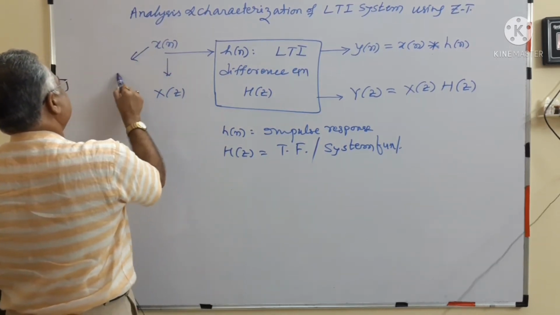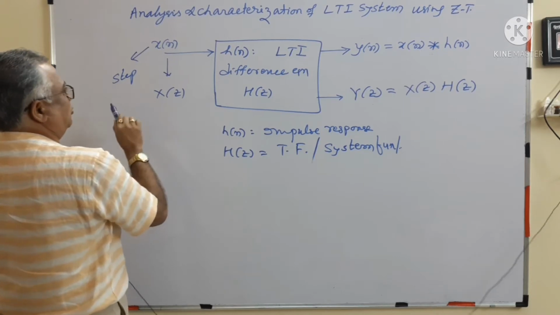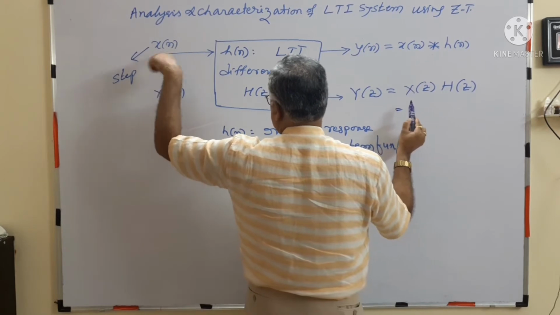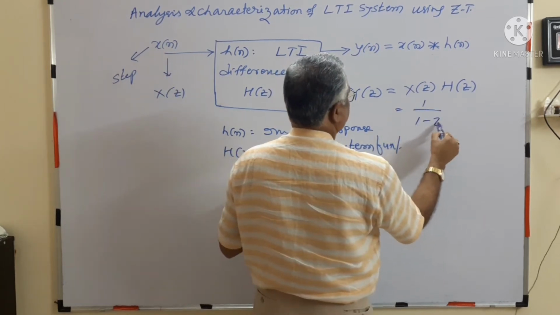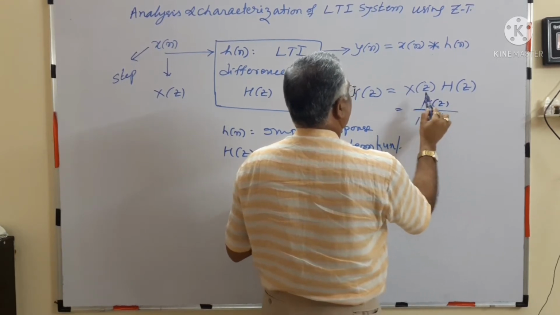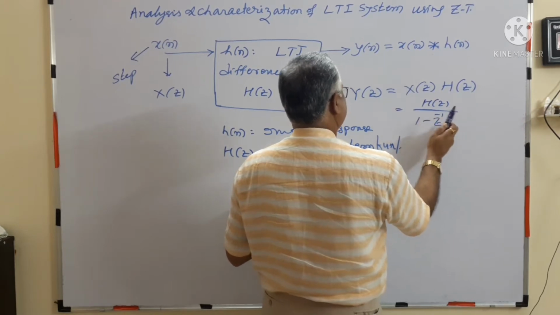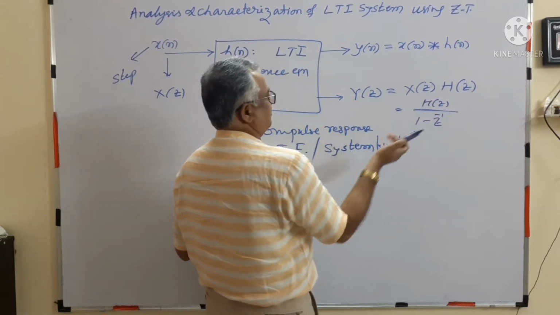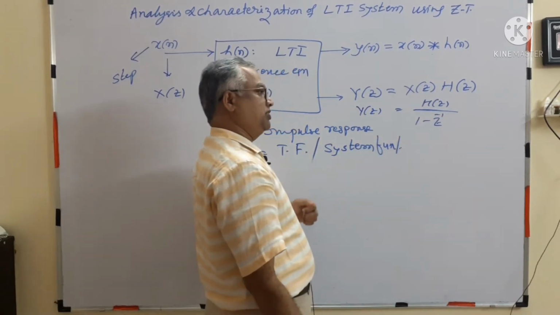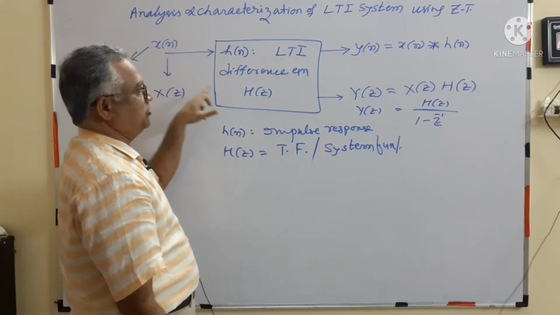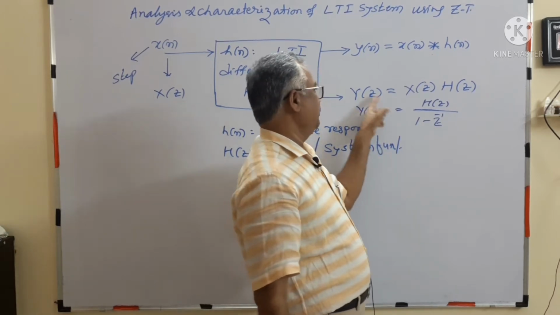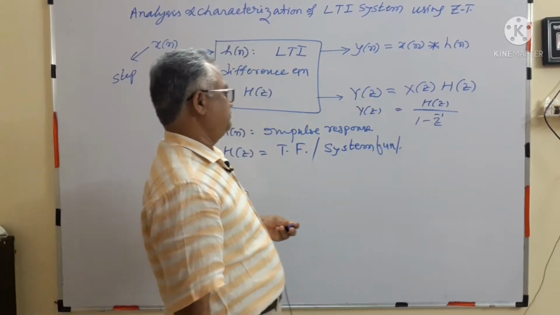If this input is a step, how do you find the step response? So input is X of z. What is X of z of step? 1 by 1 minus z inverse. So it is H of z. Simply by doing H of z by 1 minus z inverse will give what? Step response. So this is Y of z. This inverse is nothing but step response. So if they ask step response, system function by this, you get Y of z. Inverse of this will give y of n.